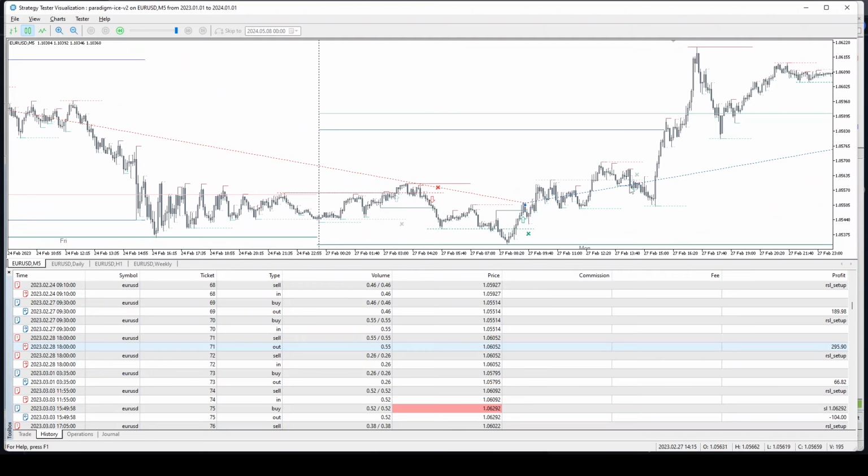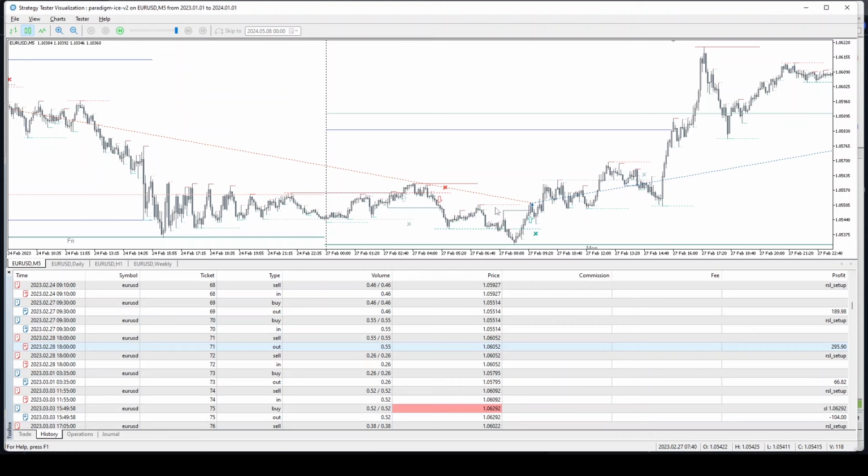You can see that there was also a short setup on this day. This is a short. This is a short. This is outside the Q zone. This is a short, but it didn't take the short. It didn't close the long. Why? Because bias is now bullish.